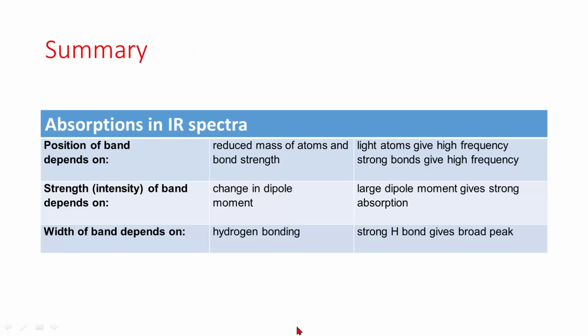In summary, we have discussed that the position of band depends on reduced mass of atoms and bond strength. Light atoms give high frequency, strong bonds give high frequency. Strength of band depends on change in dipole moment. Large dipole moment gives strong absorption. Width of the band depends on hydrogen bonding. Strong hydrogen bonding gives rise to a broad peak.